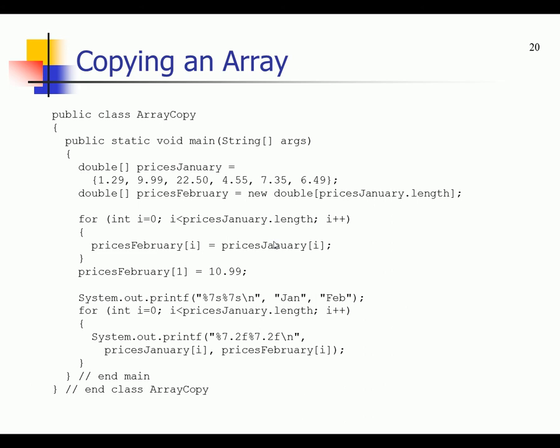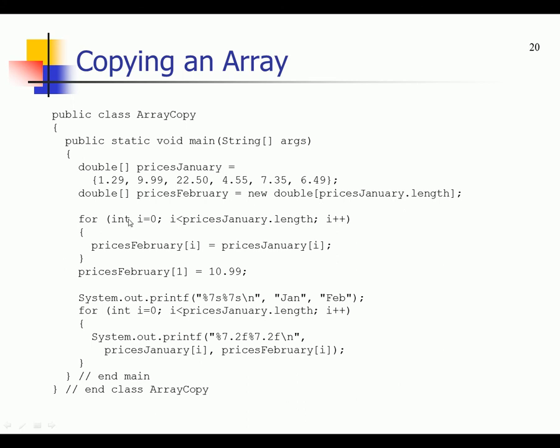Okay, he has a class up here called array copy. In January, he puts some data in. So up at the top, he's initializing the array automatically with the values 1.29, 9.99, and so on and so forth. Okay? In February, is a new array. How big is it? It's a double, but how many elements are in the array? 6, because it's being initialized to the length of January. Which makes sense. Don't recreate the wheel. If you want it the same size as January, then initialize it to the length of January. So price is February. The length of it is price is January's length. Okay?